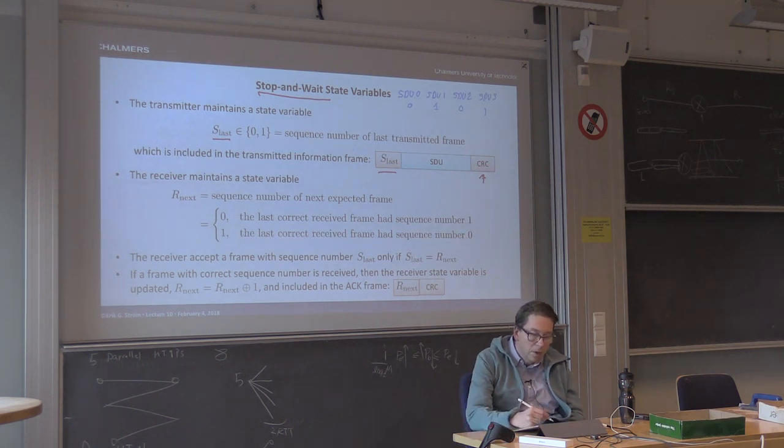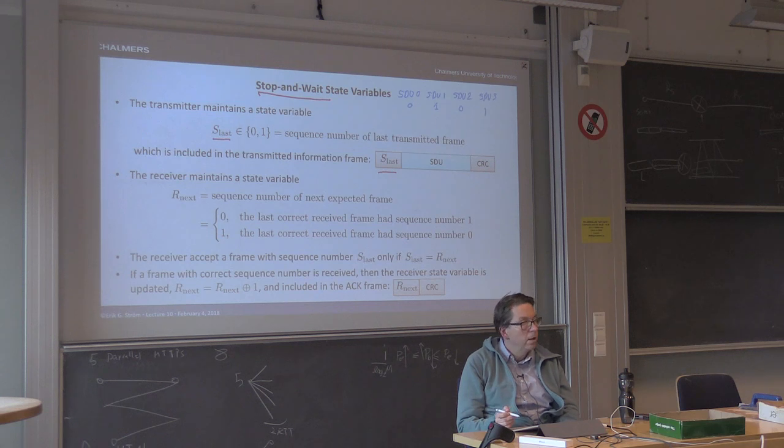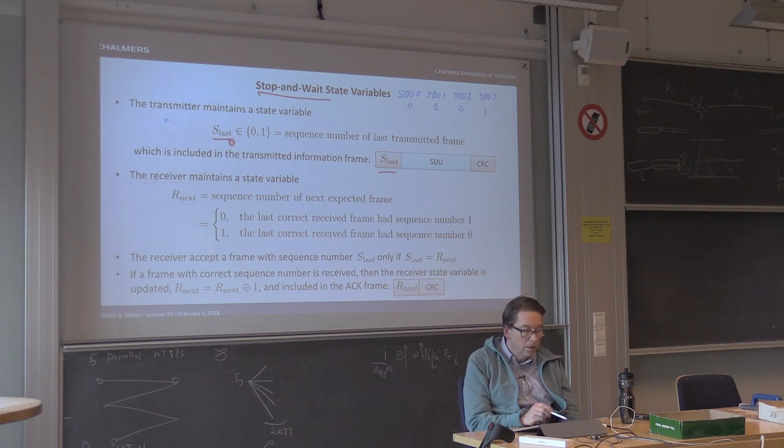So if this is S last here, we will see an example shortly to illustrate this. Okay, so now we have two state variables, S last and R next.